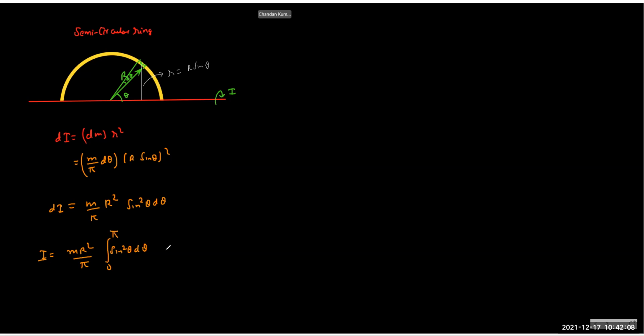So the integral of sine square theta gives pi by 2. Now that's your duty. So pi cancels out, and what you get is, if I take a semicircular ring and take the base as the axis of rotation, the answer turns out to be m r square by 2.